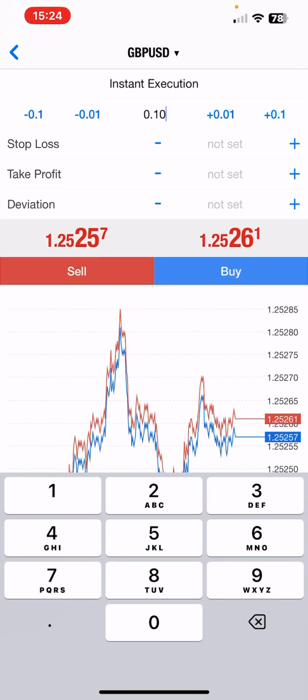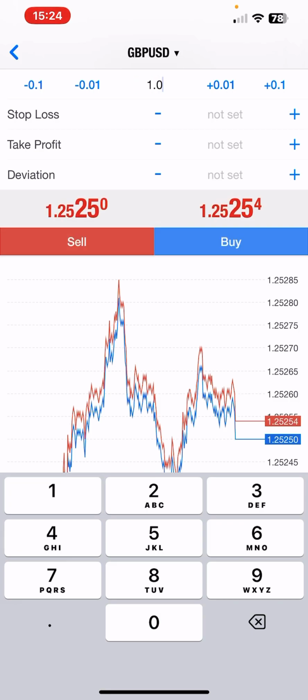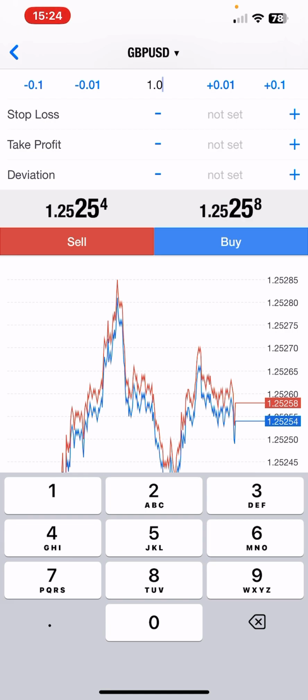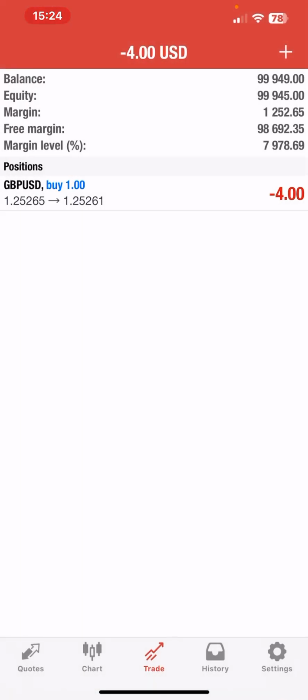As I said, we'll go with a standard lot. A standard lot means each pip movement is equivalent to $10. If price goes in your direction by one pip, you make $10, and if price goes against your direction by one pip, you lose $10, right? So we are taking a buy order. Notice here where you have GBP USD, buy 1.00. If you go below it, you will see 1.25265. That is the current market price at which you bought.